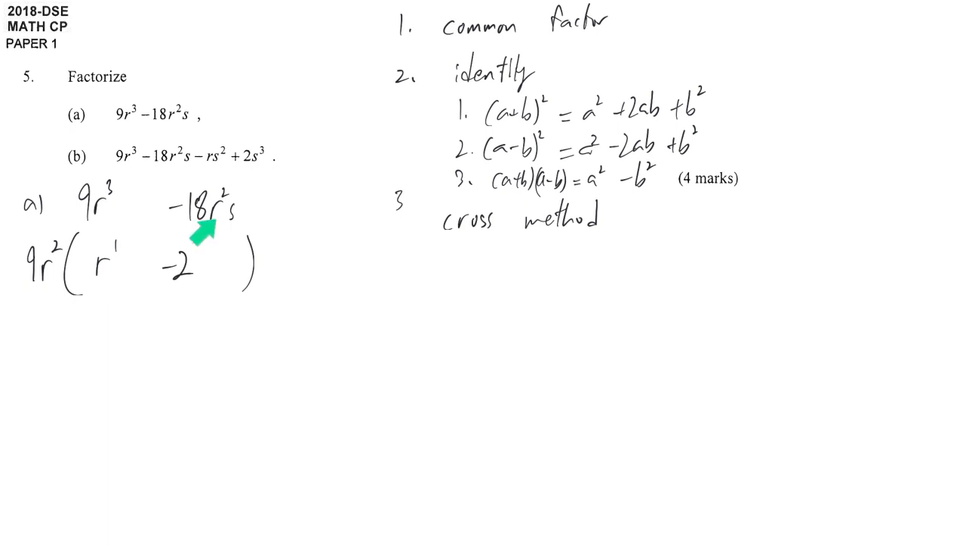Similar reason, R square already taken out. That means R square divided by R square disappear. And then S is left. This power of 1 is useless, so we just simply cancel it out. That's the answer of part A. And then for part B, the first two terms are exactly the same as part A.